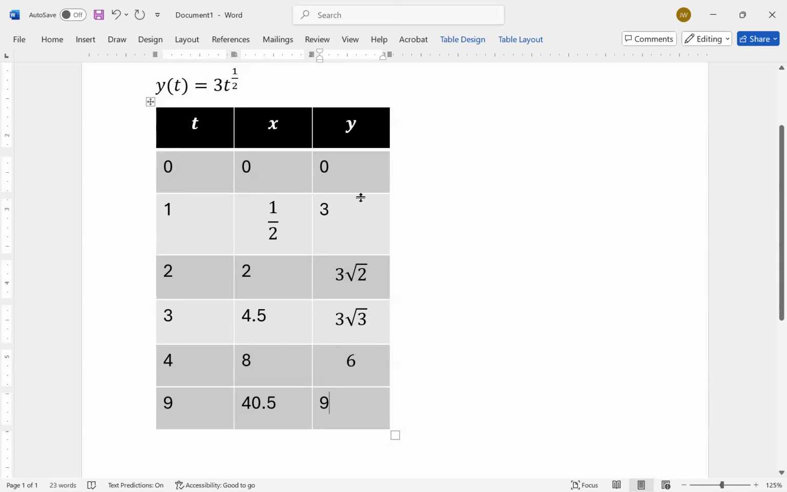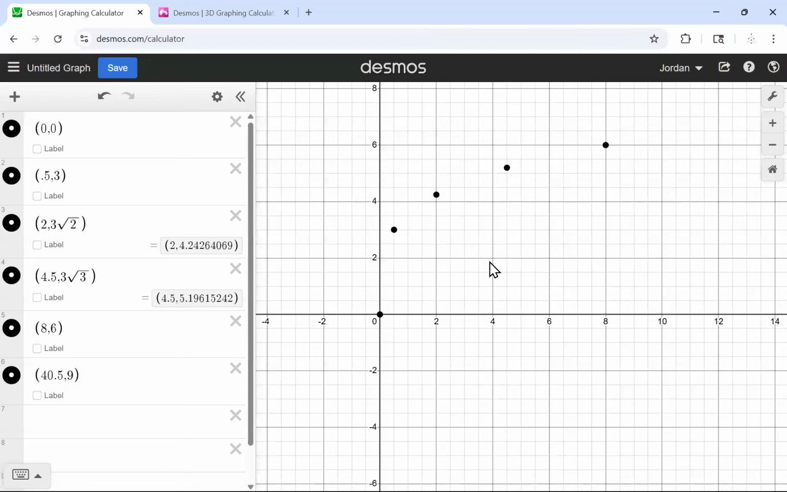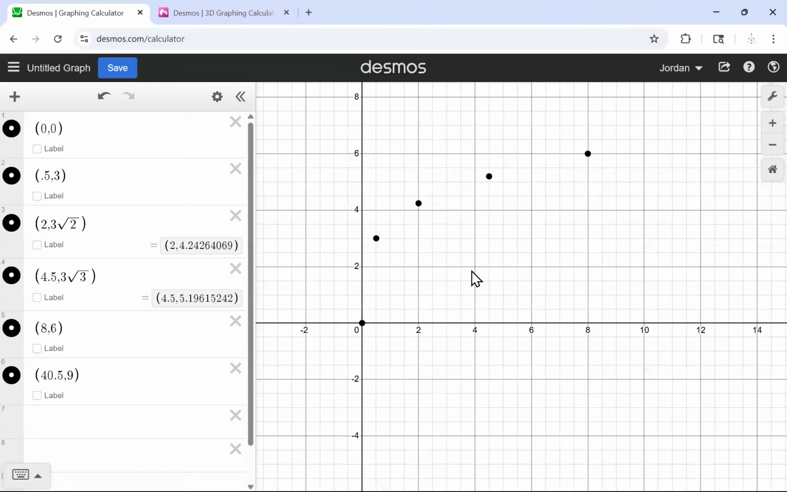And what I could do is plot these points on a graph and then connect those dots. So I've done that. I've graphed some of those points that we just found. Again, I'm just graphing the x, y coordinates. There's no t coordinates to graph. The t is giving me the point.